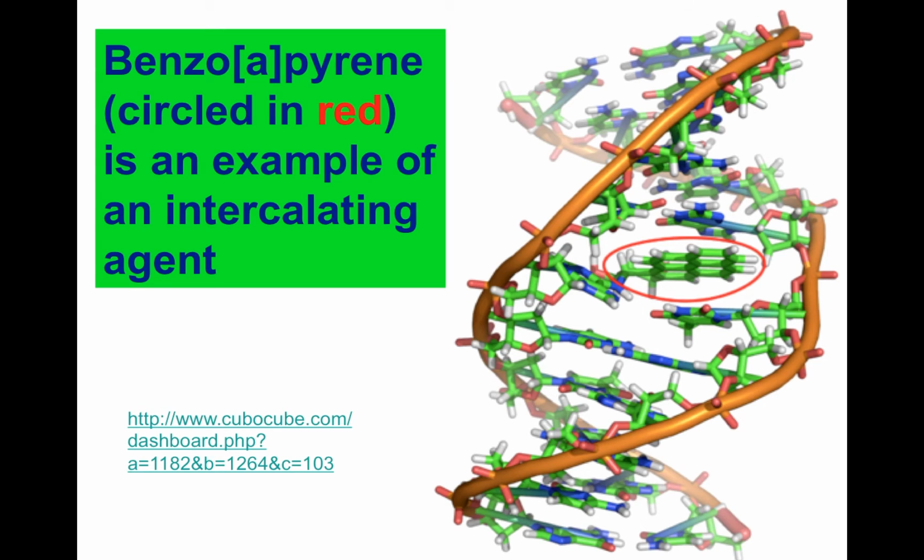Here's another intercalating agent, benzopyrenes. Benzopyrenes are found in cigarette smoke, and they have the same mutagenic effect on DNA that ethidium bromide does.